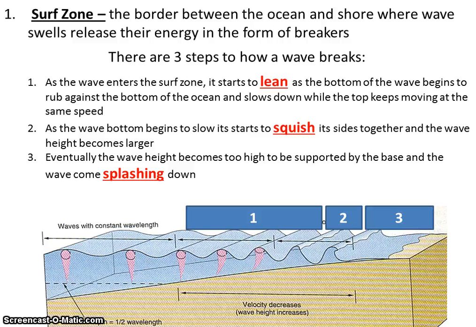It's leaning when it enters the surf zone because the bottom begins to rub up against the bottom of the surf zone. The top keeps going. Other waves start slamming into its backside, causing the sides of the wave to squish in and the top of the wave to pop out. And then eventually, between the leaning and the height building, you get a splash.